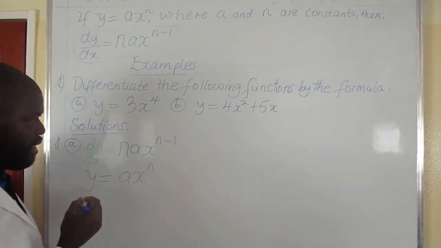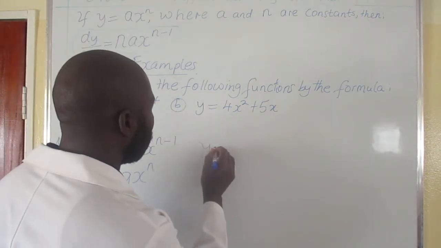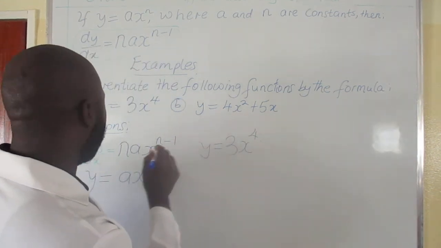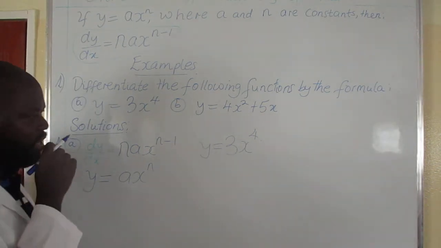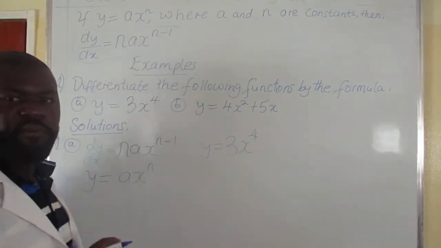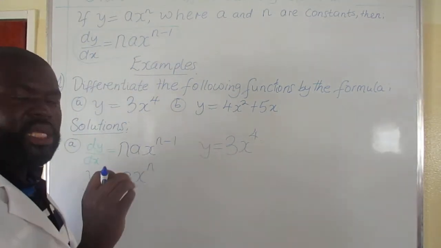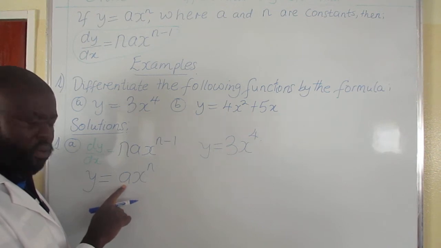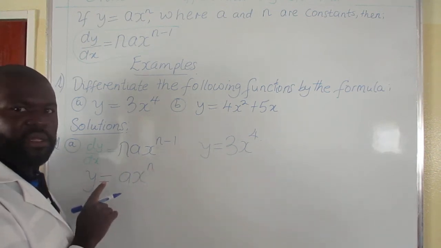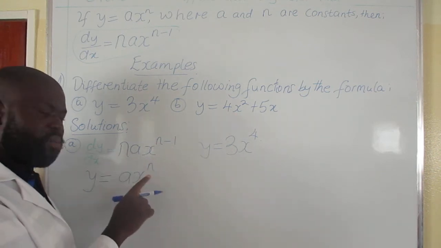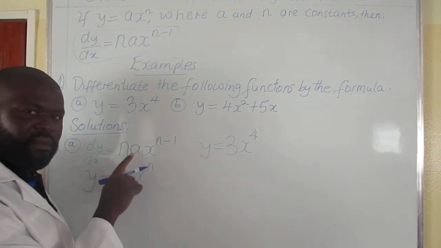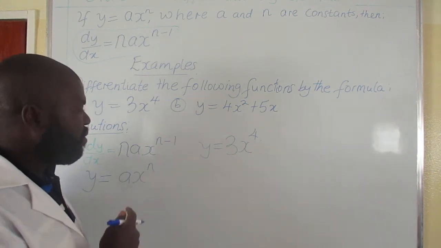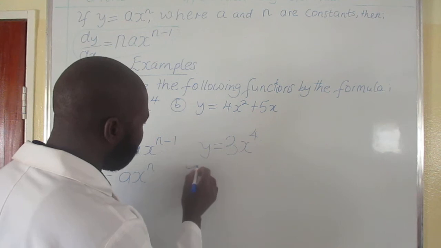Now, looking at the actual example that we have, y is equal to 3x power 4. This is our example at 1a. So we have to differentiate this one by the formula. According to the formula, we need to see the value of a. We also need to know the power, so that we multiply the power by a. Then the power will reduce by 1. Once we do that, we would have used the formula to the fullest. So this is the question.